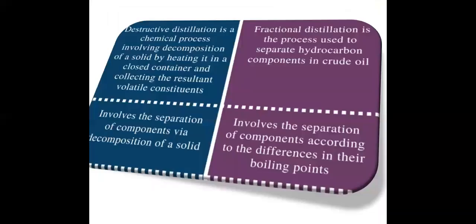As I told you, the different components of coal tar are separated by fractional distillation. So what is fractional distillation? After the destructive distillation of coal, we get three components: coal gas, coal tar, and coke. Then after the fractional distillation of coal tar, we get different components. So what is fractional distillation? Fractional distillation is the process used to separate hydrocarbon components in crude oil. We can also use this method for the purification of petroleum and of coal tar.